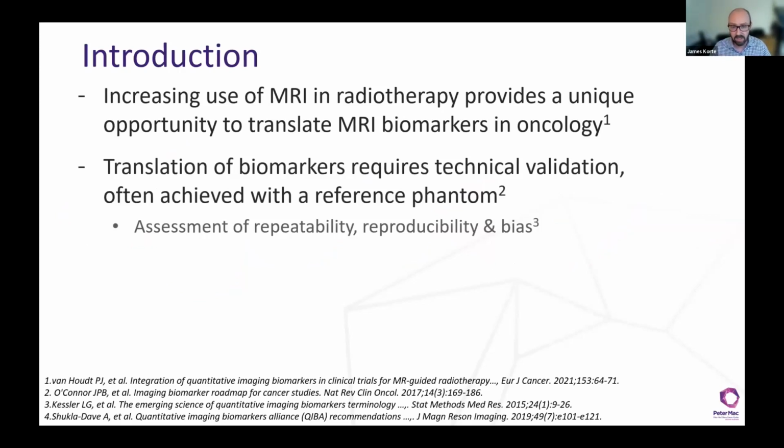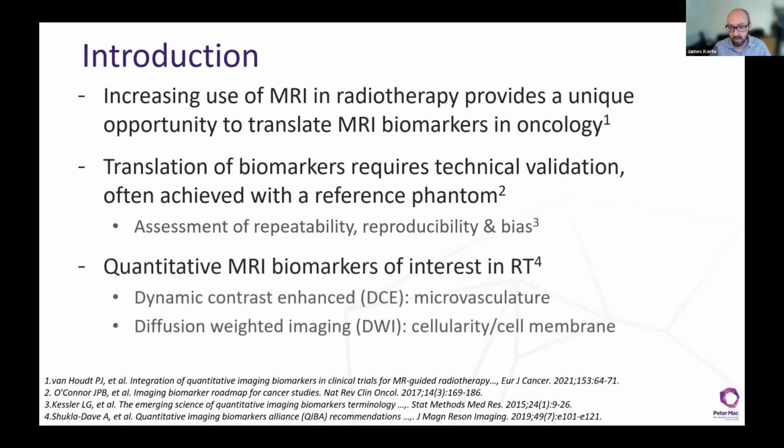But to actually translate these biomarkers requires some technical validation. And by that, I'm talking about those quantifiable numbers in an image. And that's often achieved with a reference phantom. And that's looking at assessments of repeatability, reproducibility, and bias.